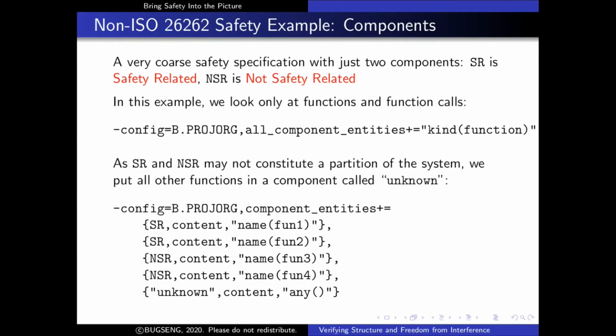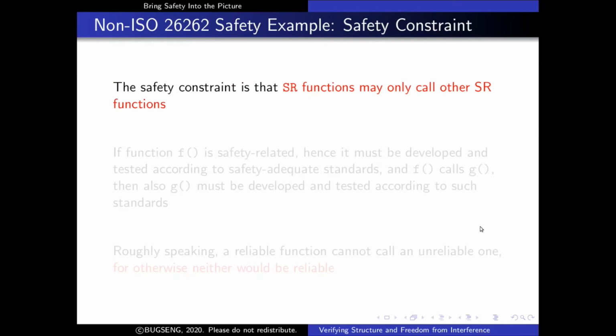Okay, and since SR and NSR may not constitute a partition of the system, we may have functions that are neither in SR nor in NSR because we have made a mistake. For example, our classification of functions is incomplete. We also use a component called unknown. Here I notice now that I have double quotes that are unnecessary. Anyway, in the safety related component, I put the functions whose names are fun1, fun2, and in not safety related, I put all the functions that are in the not safety related component. And now, what is the safety constraint in this very simple example?